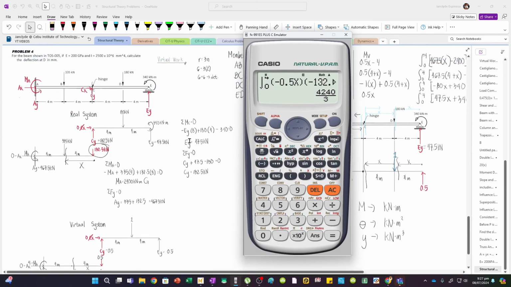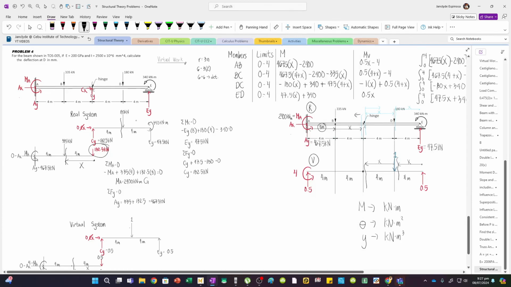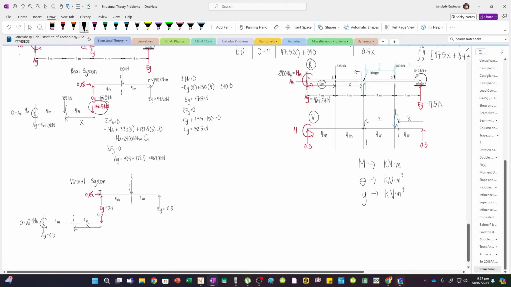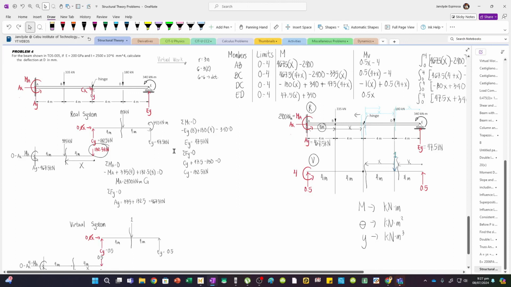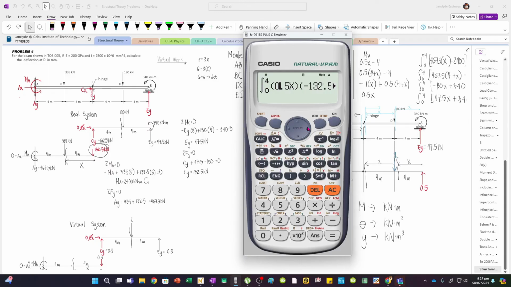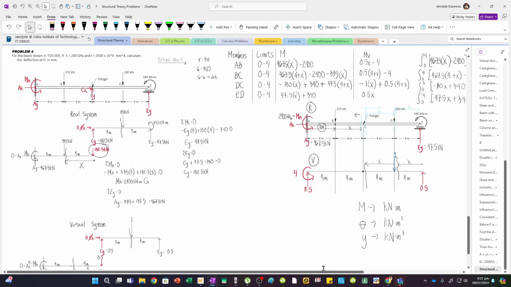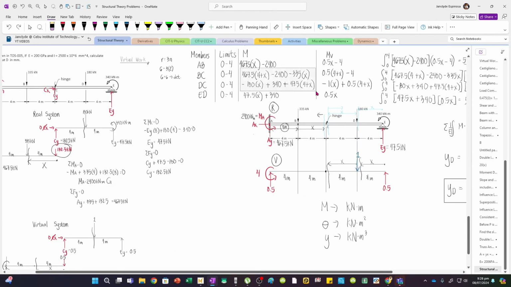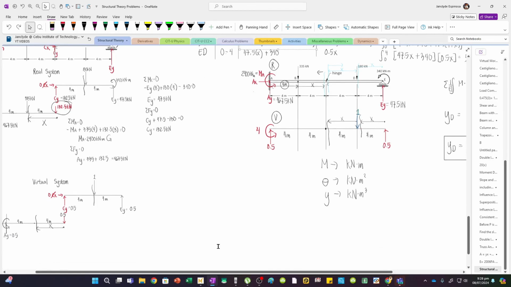Now let's try this for the other segment. For segment CD. So for segment CD, it will just be the same. Now this will be the cut also here. And so CY is gonna cause a clockwise rotation, but since this is from the left, then we have to use plus also for this part. So 0.5x and then 132.5x, we have 4240 over 3. So this is much simpler compared to this. So you have the option to divide this into 2.